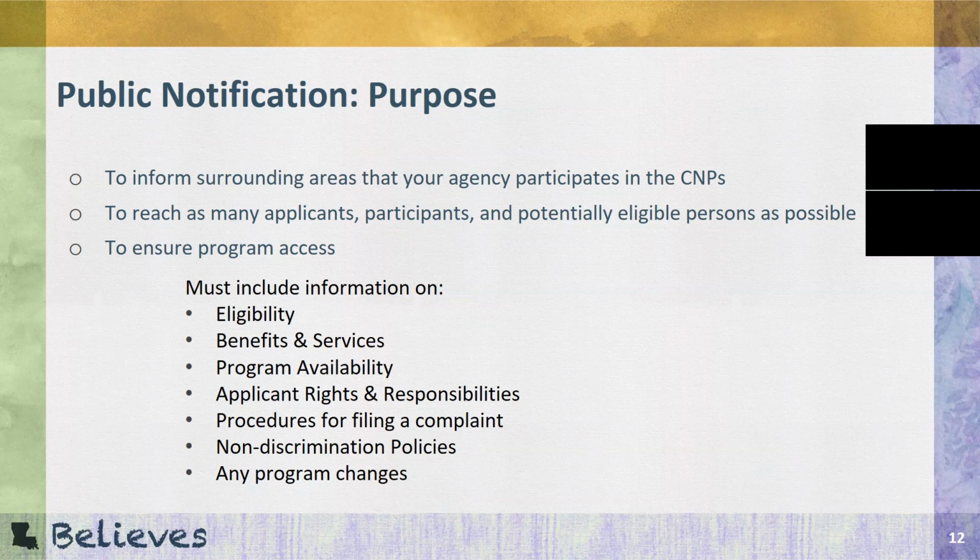Public notification must include information regarding eligibility, benefits, and services, program availability, including hours and locations, applicant rights and responsibilities, procedures for filing a complaint, non-discrimination policies, and any program changes.